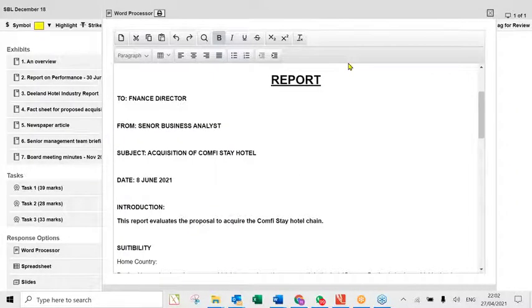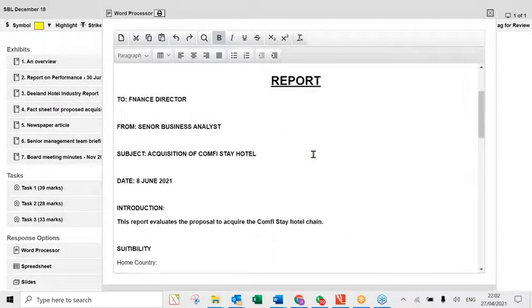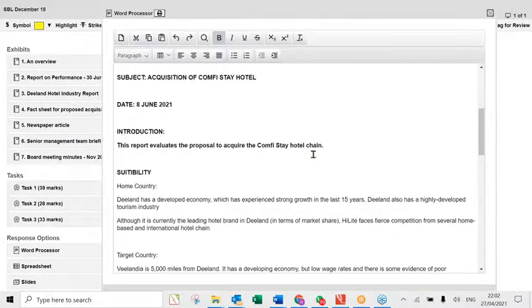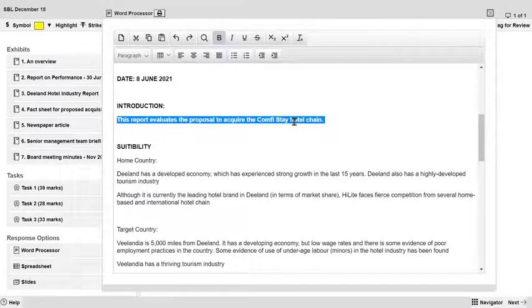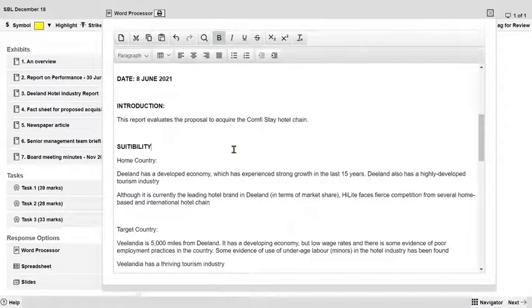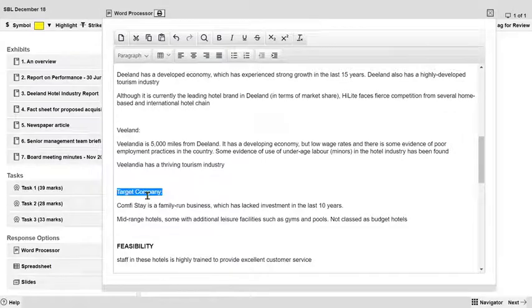Right. So now my skeleton is ready. The report format: to, from, subject, date, introduction. Let me unbold this sentence. Suitability. We will talk about, either you can remove the home country heading, or you can write the name. What's the name of home country? D-land. What's the name of target country? V-land. What's the name of target company? Okay, this is how you personalize and link your answers with the case.